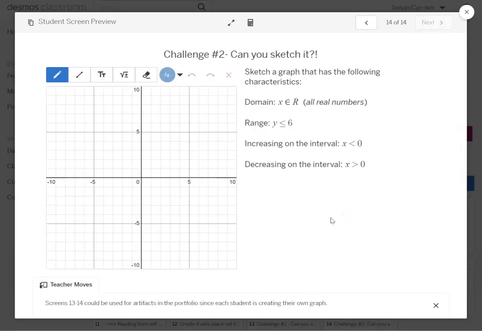And then sketch 2 is they're given a domain of all real numbers. So the graph should go off forever left and right, and the range is less than or equal to 6. It should be increasing on the interval x is less than 0 and decreasing on the interval of x is greater than 0. So this would also be eligible for their portfolio.